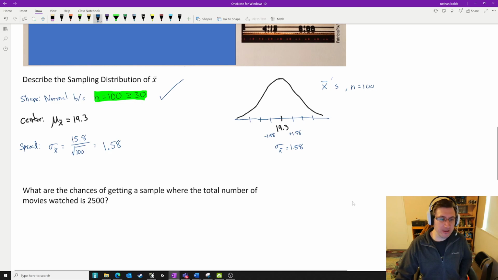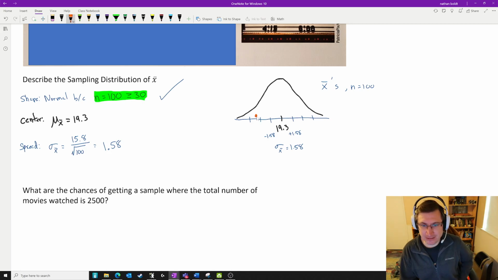Alrighty. So what are the chances, now that I know what these samples should look like? Remember, I should even gotta say it one more time. Each dot in this distribution, I'm gonna ask you, what does that dot right there represent? That dot represents the average number of movies watched by a sample of 100 students. Whatever number that might be, 15 or 16, whatever it happens to be. It's the average of 100 kids.